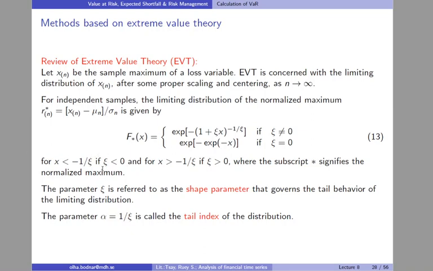So here, if epsilon is smaller than 0, x has to be between minus infinity and minus 1 divided by epsilon, and it's got to be greater than minus 1 divided by epsilon if epsilon is greater than 0. The asterisk signifies the normalized maximum. This parameter is referred to as the shape parameter, and it governs the tail behavior of the limiting distribution. In order to take another Greek letter out of the equation, we're going to call alpha 1 divided by epsilon. I will call that the tail index of the distribution.